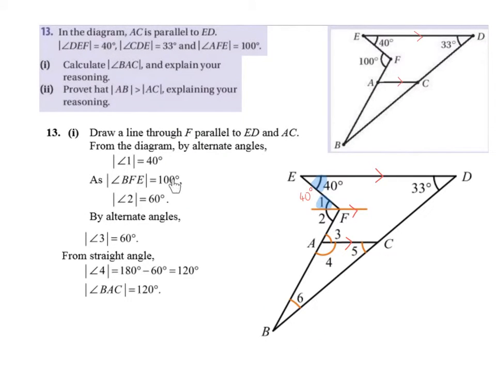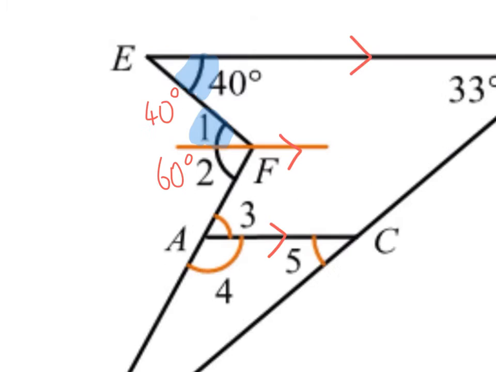As angle BFE is equal to 100 degrees, angle 1 and angle 2 together is 100 degrees. Then angle 2 must be 60 degrees, because 100 degrees minus 40 degrees leaves us with 60 degrees. It's a really good idea to draw large diagrams and to add in all the bits of information that you gather as you go along. I found this to be 40 degrees first, so I've drawn it in, and then I found this to be 60 degrees, so I've drawn it in as well.